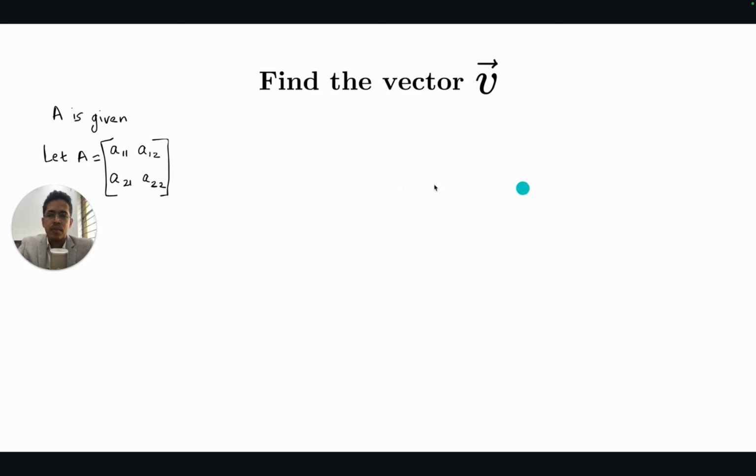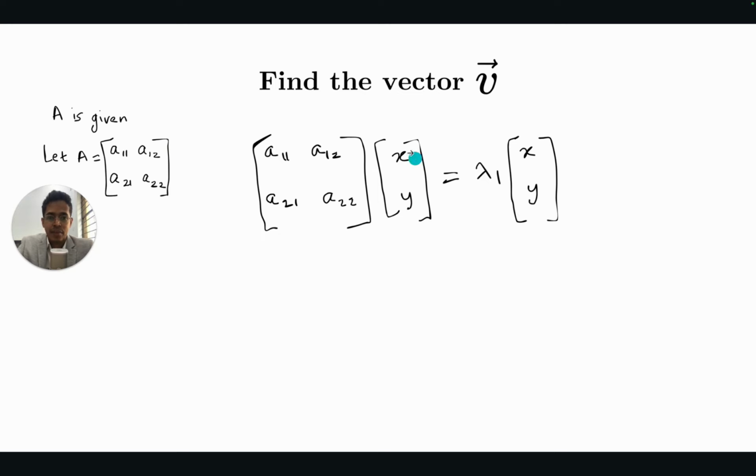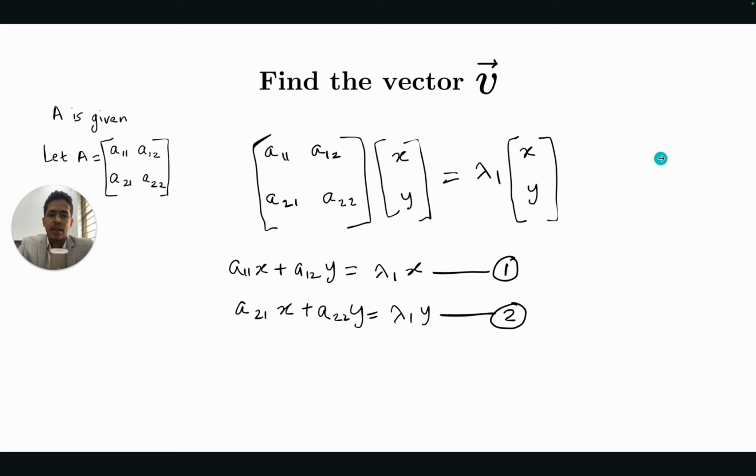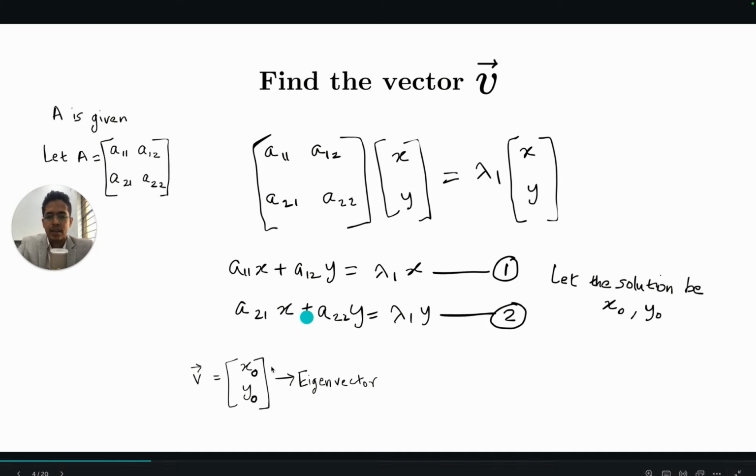So if A is the matrix, which can be denoted like this, A11, A12, let's say those are the elements, a 2 by 2 matrix, then we can write like this. If V vector is a 2 by 1 vector, AV equals lambda 1 V, and then we can solve for X and Y, which are the individual elements within the vector V. So there are two unknowns X and Y, and there are two equations, and we can solve this to get the solution. Let's say the solution is such that X equals X naught and Y equals Y naught. So then the eigenvector is this and the eigenvalue is lambda 1.